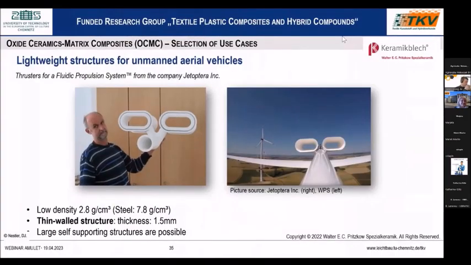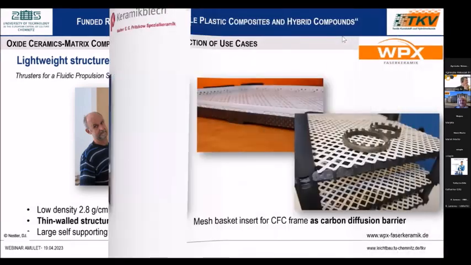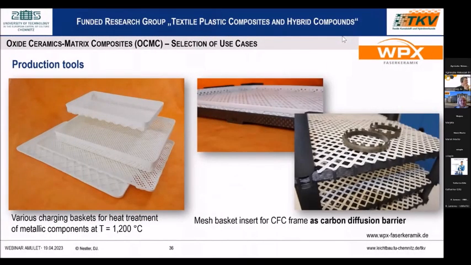Here, Walter Pritzko showed a lightweight structure for an unmanned aerial vehicle with thin-wall structure, and here I want to show that the CMCs can fly very well with a thin-wall structure. Now a couple of examples from Mr. Kunze from the Whitebox company.